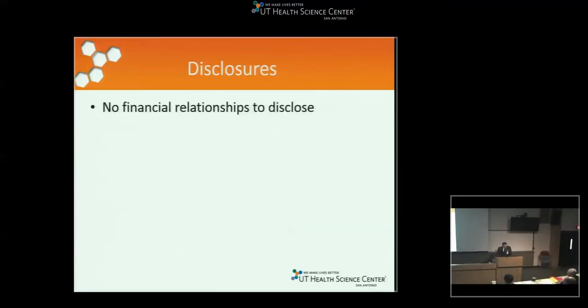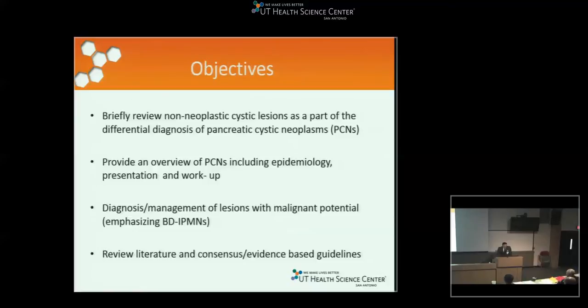I have no financial relationships to disclose, and today I'll be briefly reviewing non-neoplastic cystic lesions as a part of the differential diagnosis of pancreatic cystic neoplasms, also known as PCNs, and provide an overview of PCNs, including epidemiology, presentation, and workup, with a focus on diagnosis and management of lesions with malignant potential, emphasizing branch duct IPMNs, and also review the literature and consensus and evidence-based guidelines available to us currently.